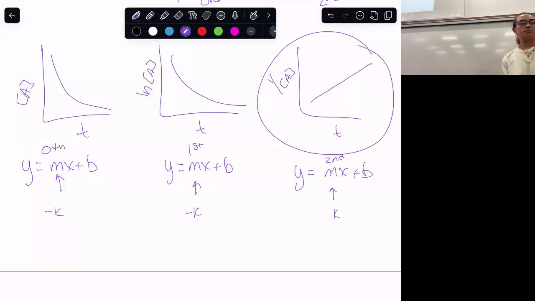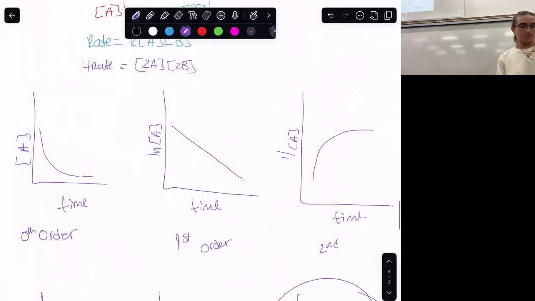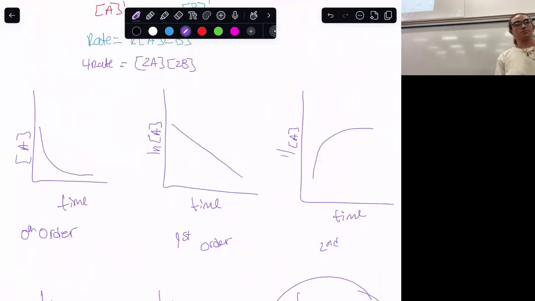So even in a situation like above, where we chose first order, the k is still positive? The k is still positive because y is equal to negative 0.500 x plus the b. So then the k is equal to 0.500.